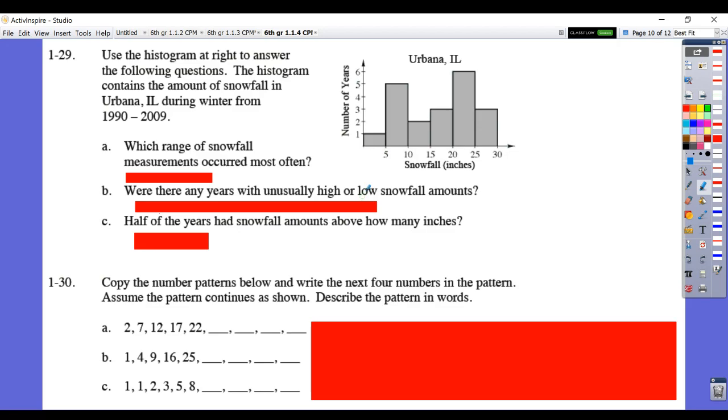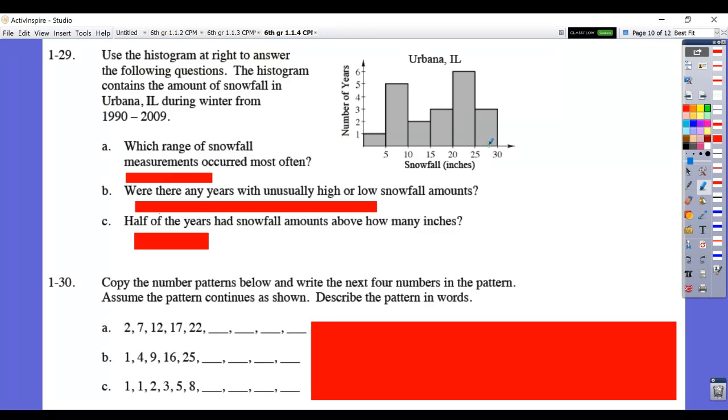So, this one will be one where you have to kind of do a little bit of approximating, because if you look at the total number of years, all right, and then you look at what's the halfway point there, you're going to have to approximate how many inches of snowfall will be above that by looking at the table.